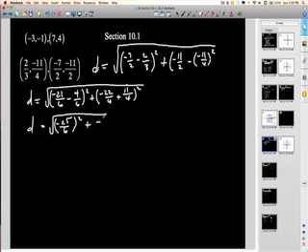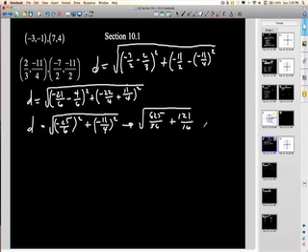-22 plus 11 is -11/4 squared. And if I go ahead and square this, I'll get 625/36 plus 121/16. Now again, we need common denominators.